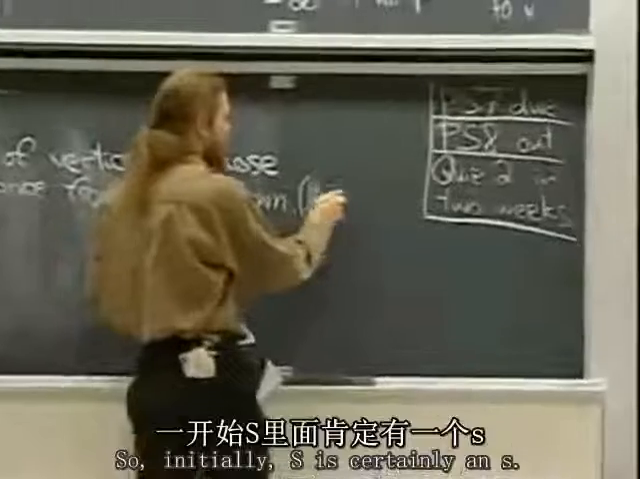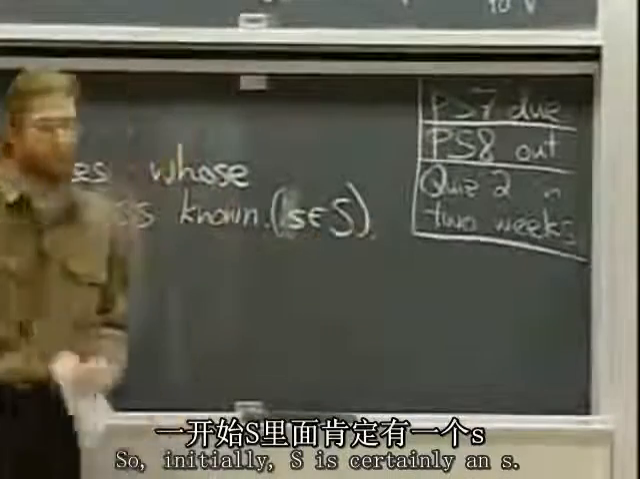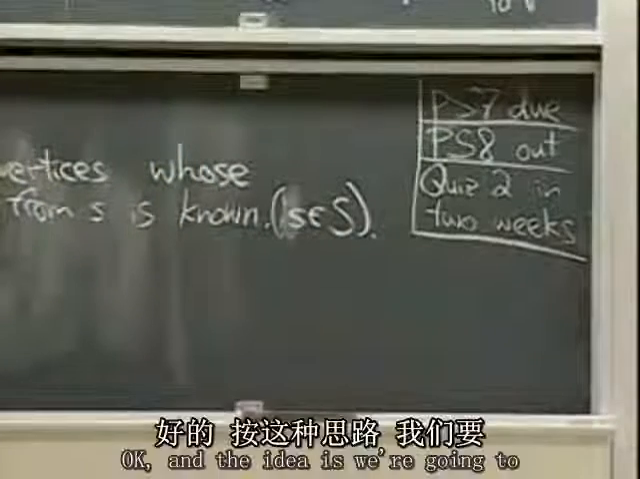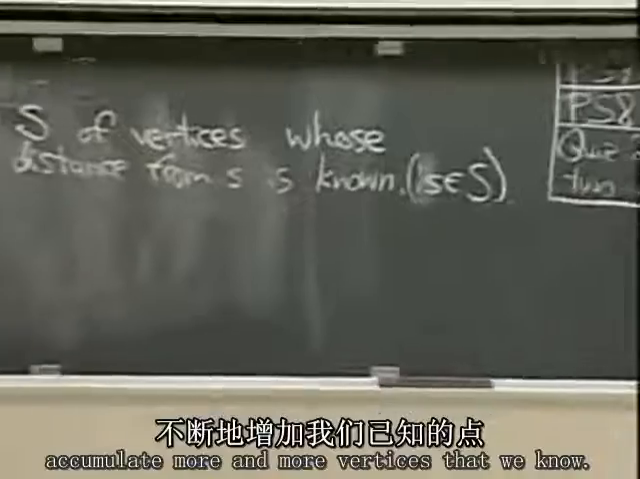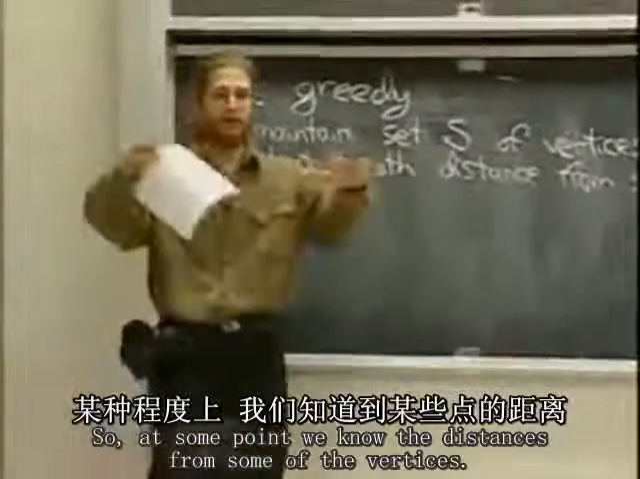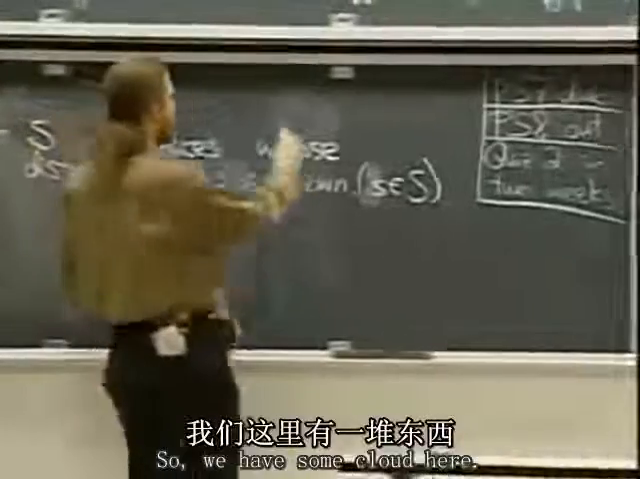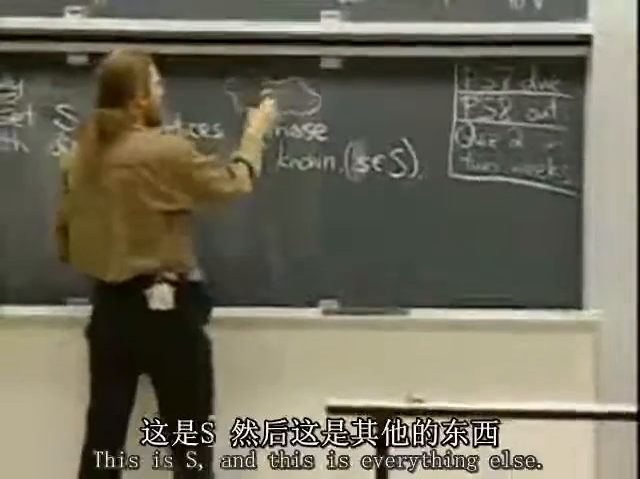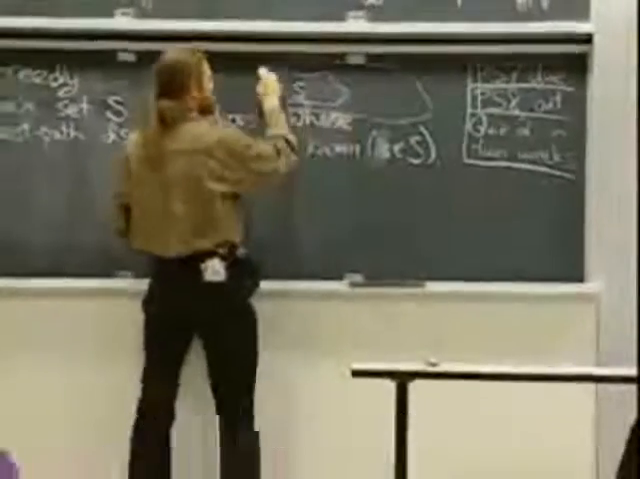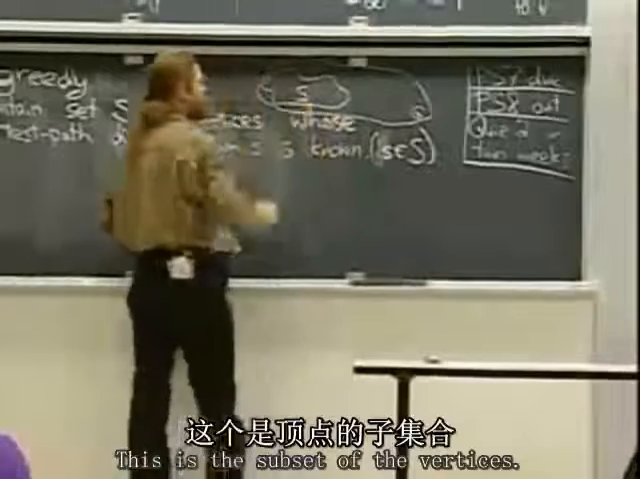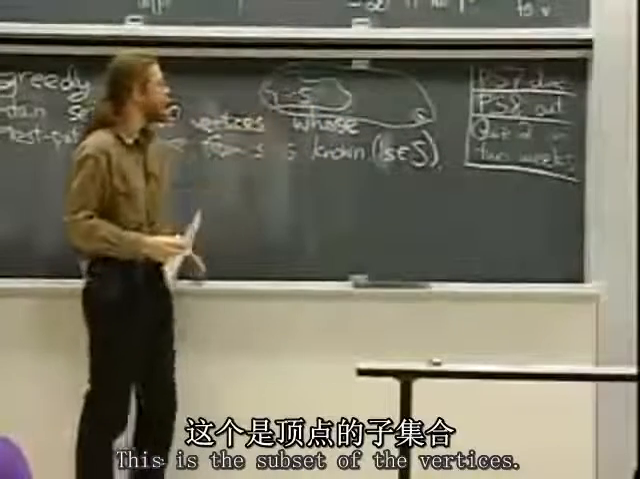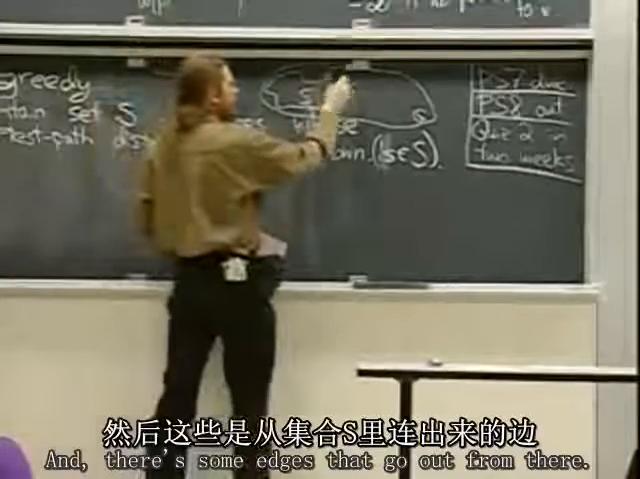So initially, S is certainly in big S. And the idea is we're going to accumulate more and more vertices that we know. So at some point we know the distances from some of the vertices. So we have some cloud here. This is S, and this is everything else. This is the graph G. This is a subset of the vertices. And there's some edges that go out from there.